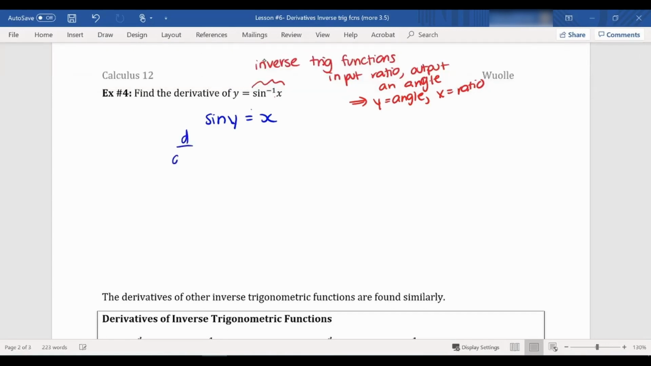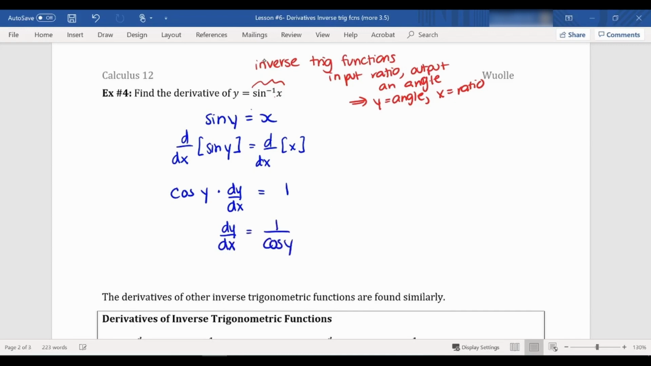So if I want to do the derivative, I would have to take the derivative of both sides. The derivative on the left is cosine y. And then I also need to do the derivative of the inside, the derivative of y, which would be dy dx. And on the right, the derivative is 1. Now I'm trying to find the derivative, so I want dy dx by itself. So I get 1 over cosine y.